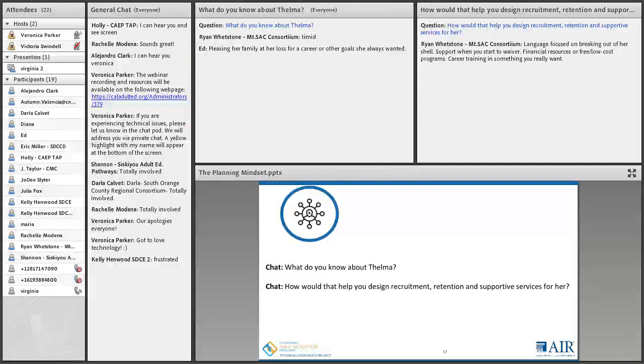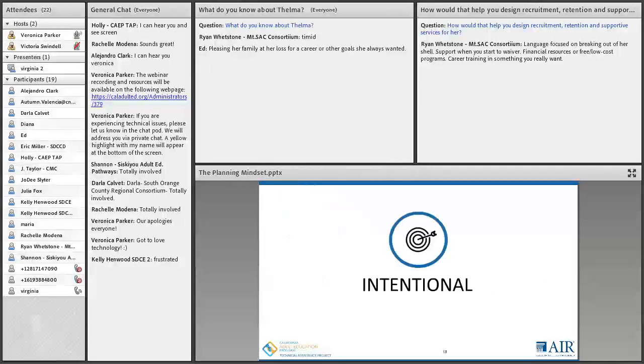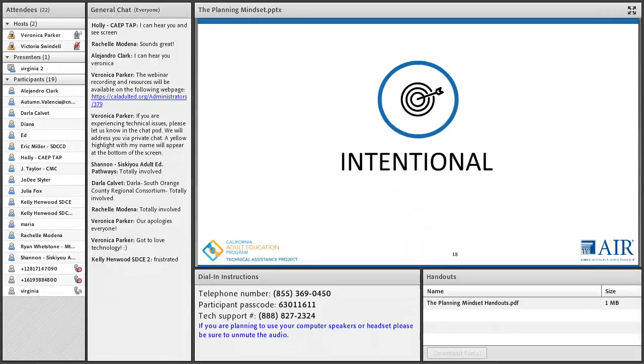And you can use personas to help you think through what is your recruitment strategy, what language is on your website, what are the goals in your plan that will affect various different kinds of students, and how can you use some of the information about them to help you tailor the services that you want to provide to your students. And so let's go now to the third part of a planning mindset, which is being intentional.